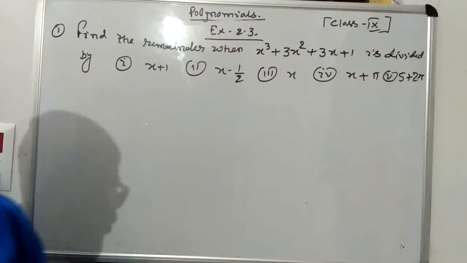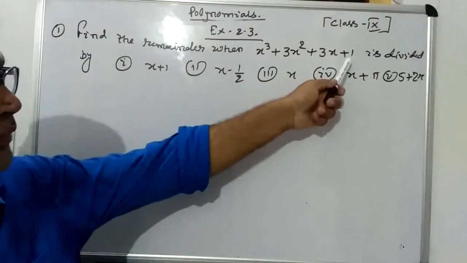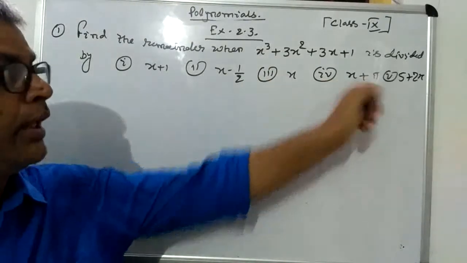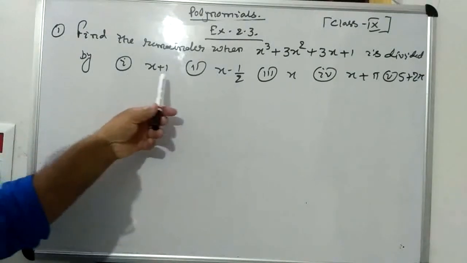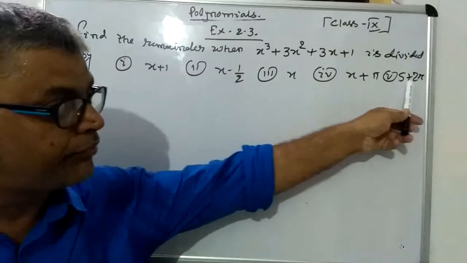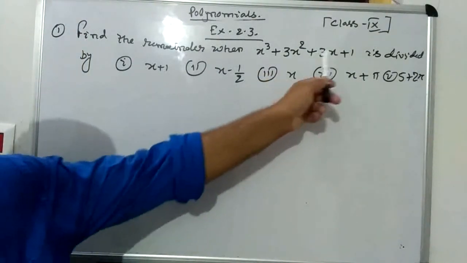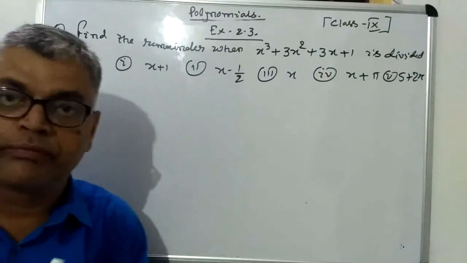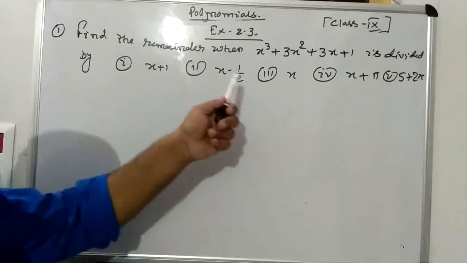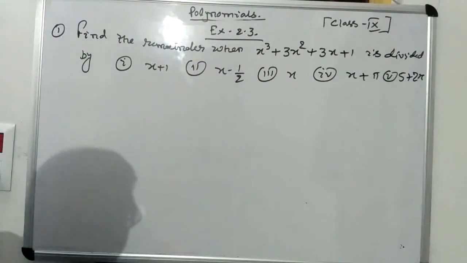The question is saying that find the remainder when this polynomial x cube plus 3x square plus 3x plus 1 is divided by x plus 1, x minus 1 by 2, x, x plus pi, 5 plus 2x. These all are the divisors and this is the dividend. But without performing actual division, with the help of remainder theorem, you are supposed to find its remainder. So apply the remainder theorem.